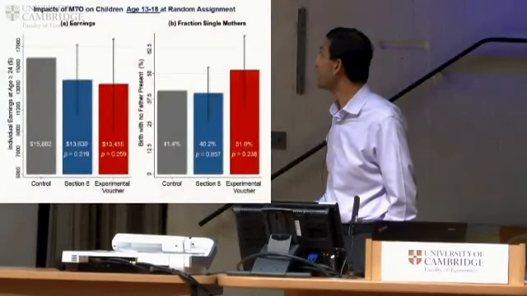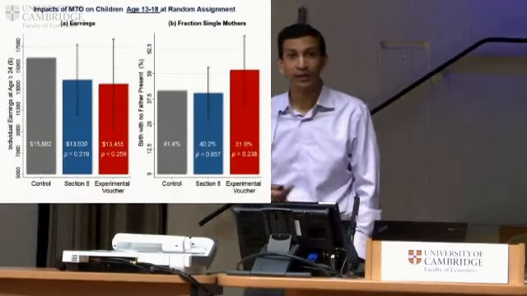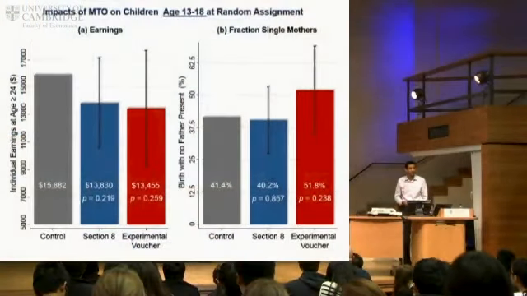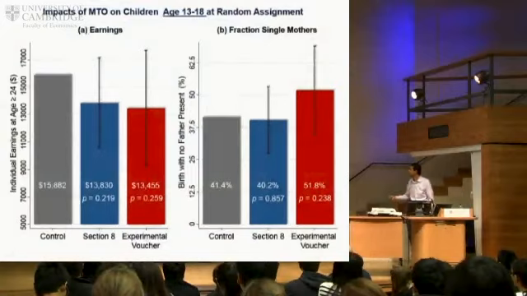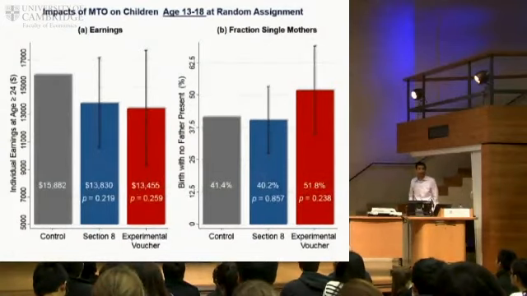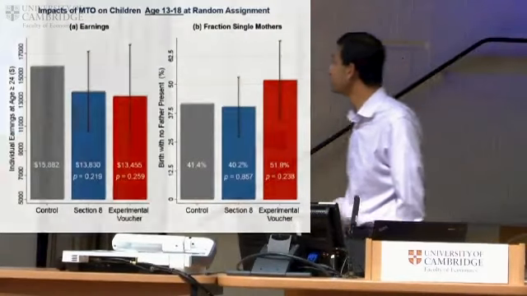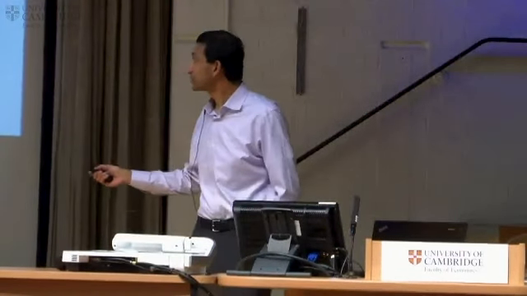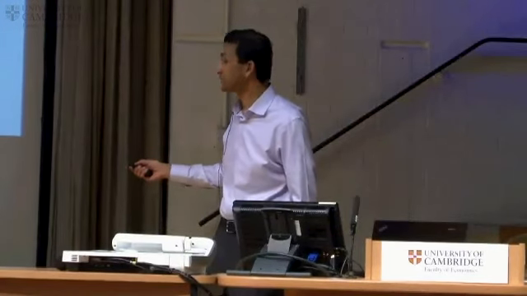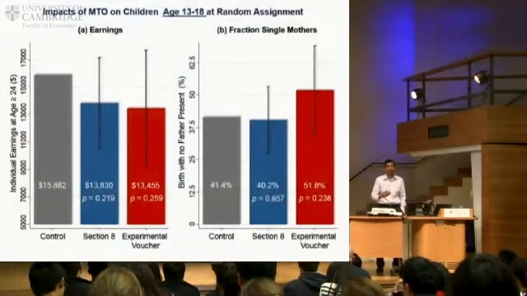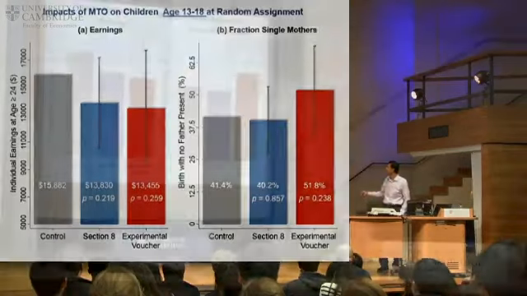Now let's compare that with the effects on the older kids, ages 13 to 18 at random assignment. And here you see that the impacts look very different. So I'm picking a couple of the outcomes here, earnings and the fraction who become single mothers. If anything, it looks like the earnings in the control group are somewhat higher than in the experimental and Section 8 voucher group. So that is, the kids who moved to these better neighborhoods at older ages, they don't look like they're doing any better.